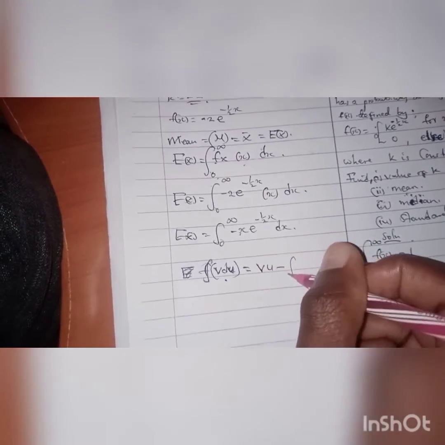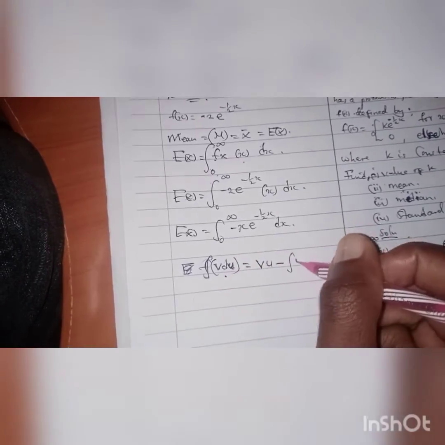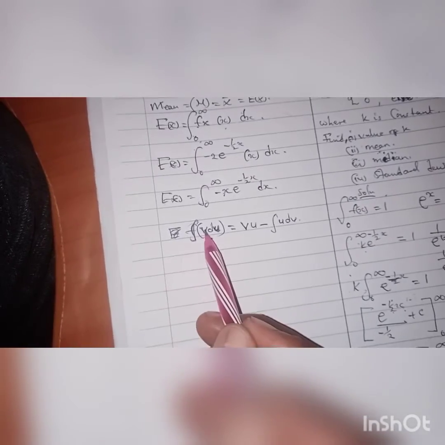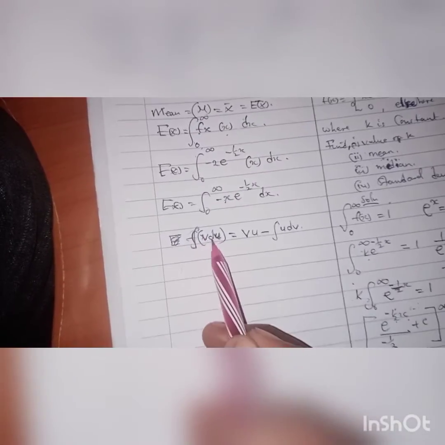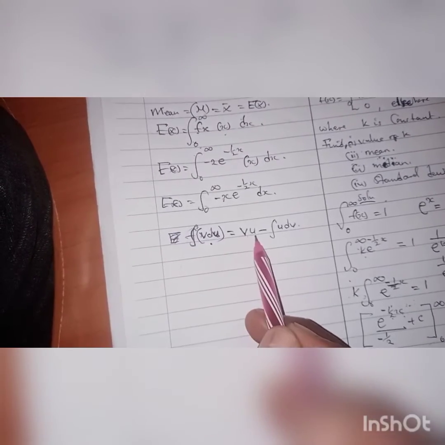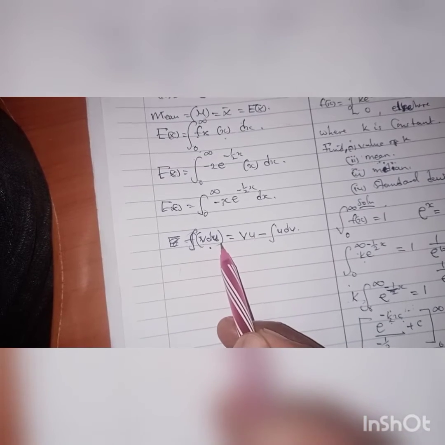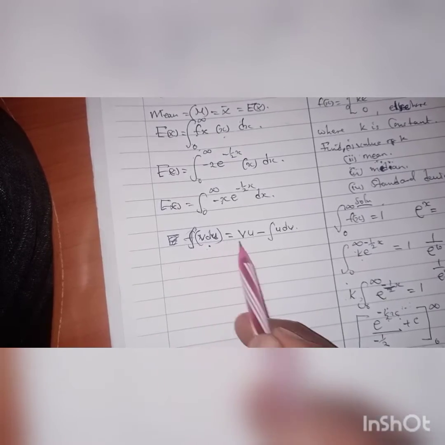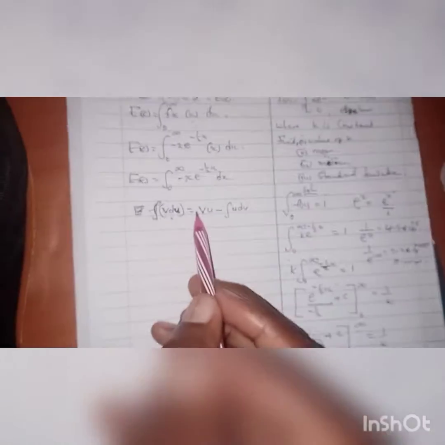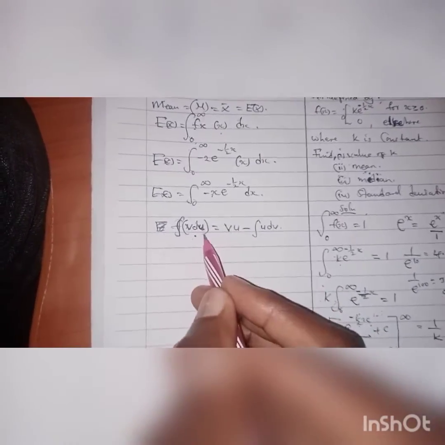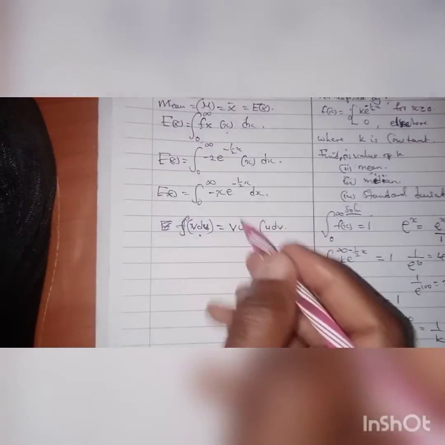Then we minus the integral now of what? U dv. It's simple to understand: for the integral of v du, you take v multiplied by u. After taking v multiplied by u, you then start from the integral of u dv. We already have v du, so we take v multiplied by u, then further integrate u dv. Now let's apply this integration by parts formula.